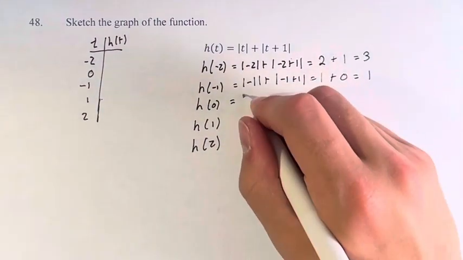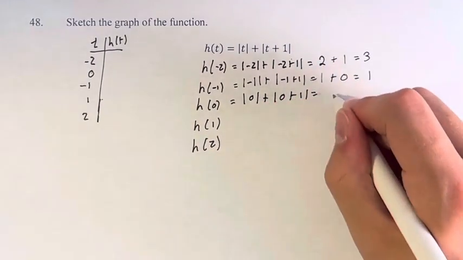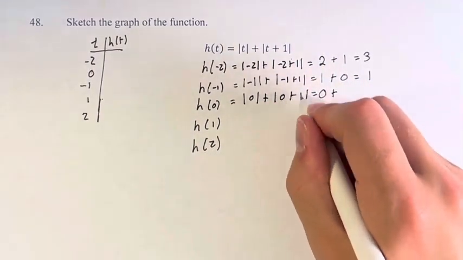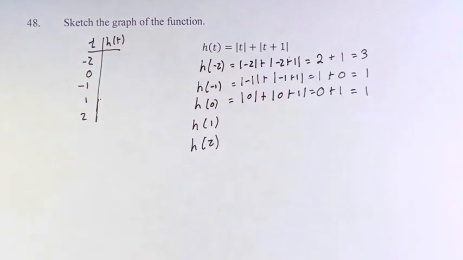h of 0 is the absolute value of 0 plus the absolute value of 0 plus 1. The absolute value of 0 is 0. 0 plus 1 is 1. The absolute value of 1 is 1. So 0 plus 1 is 1.